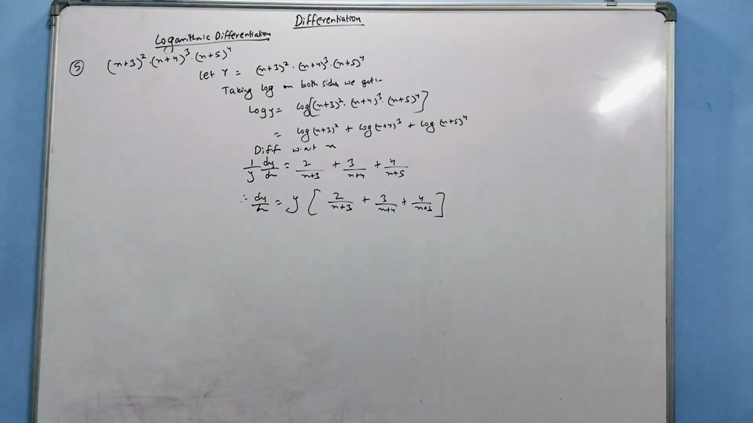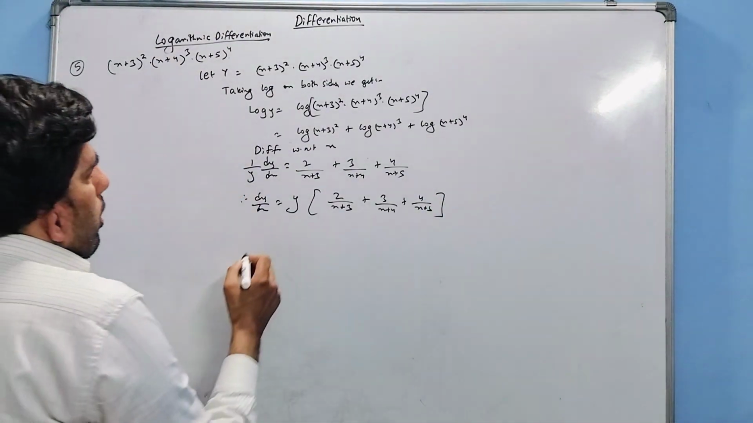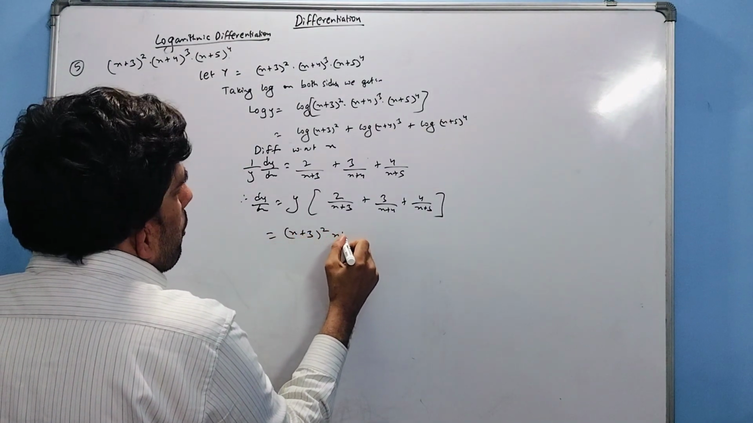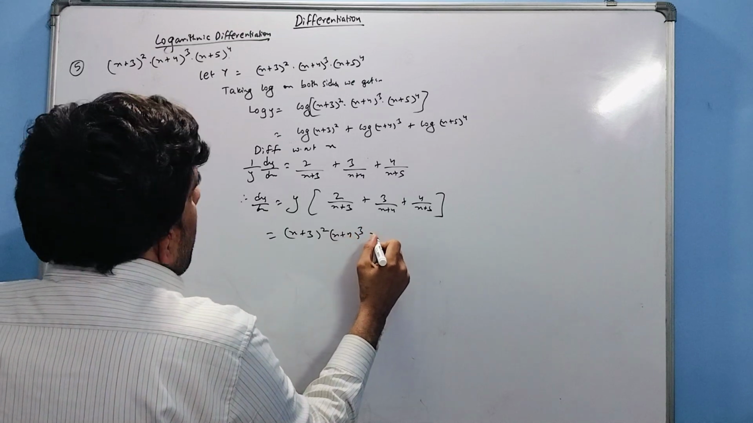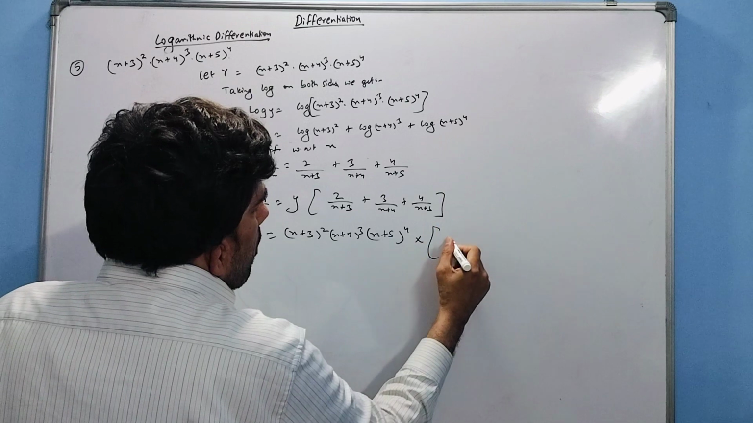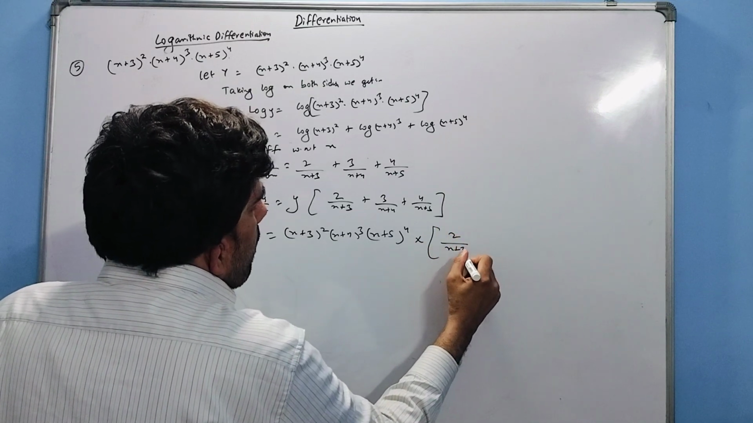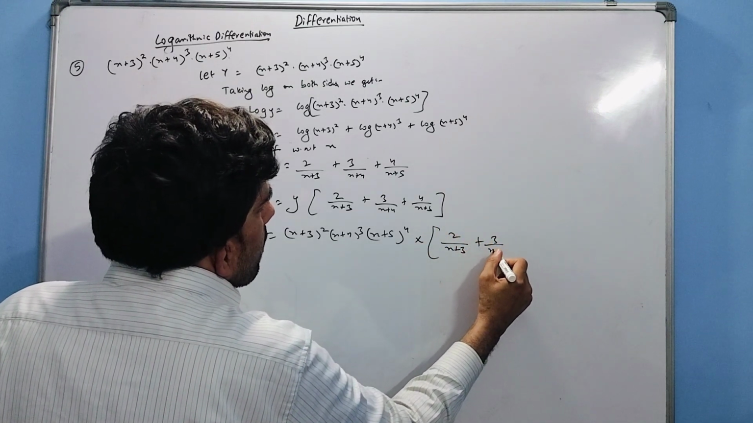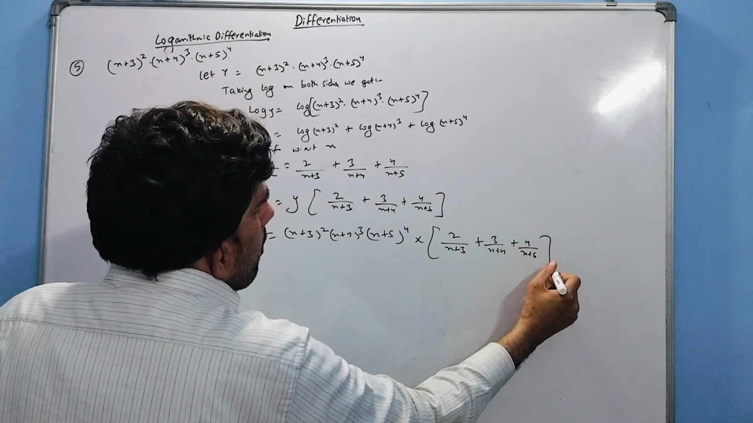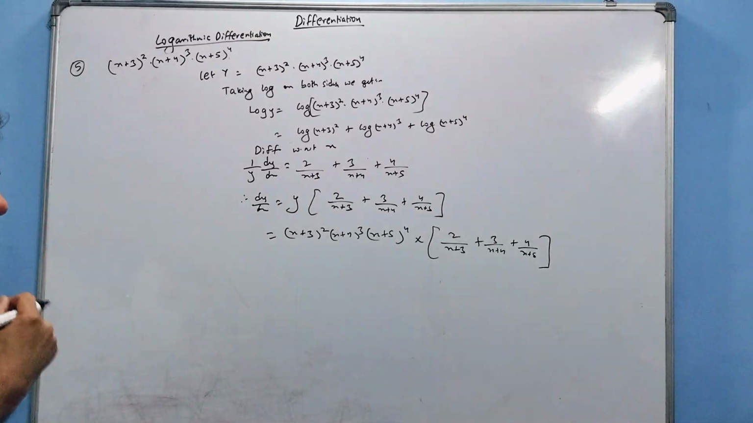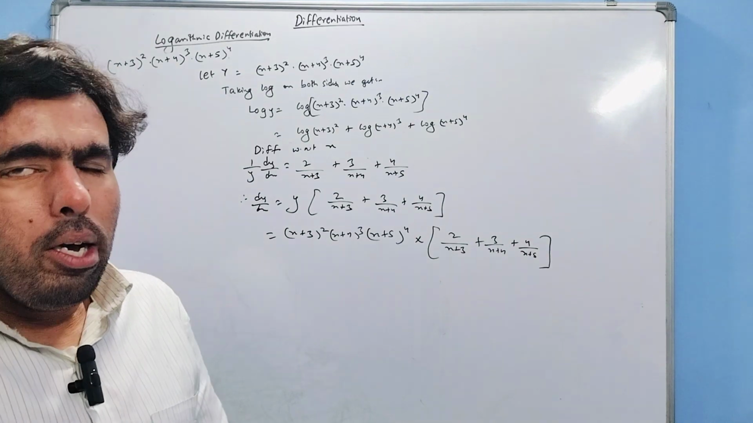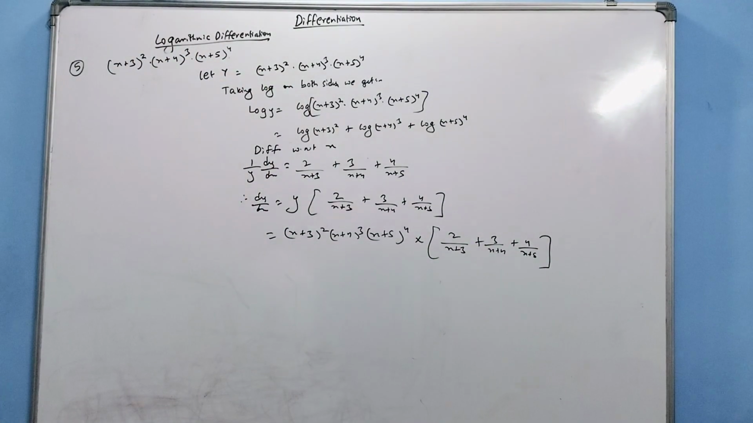What we can do here, y, we have (x+3)^2 (x+4)^3 (x+5)^4 into [2/(x+3) + 3/(x+4) + 4/(x+5)]. Okay, so that is how we are able to differentiate using the log.